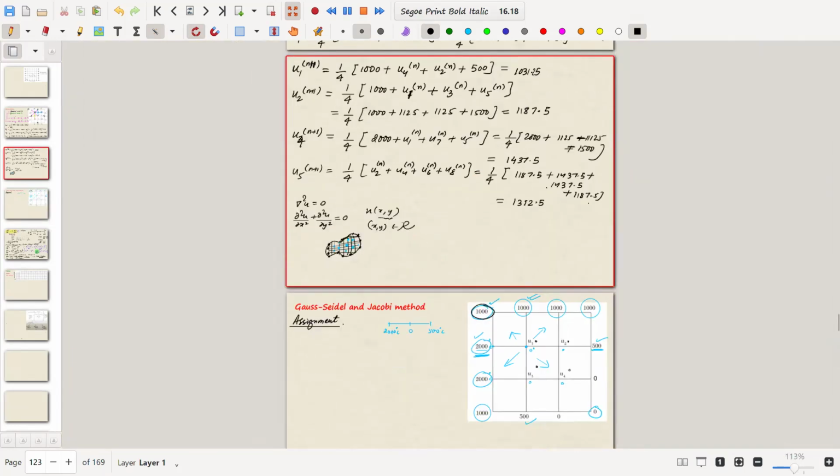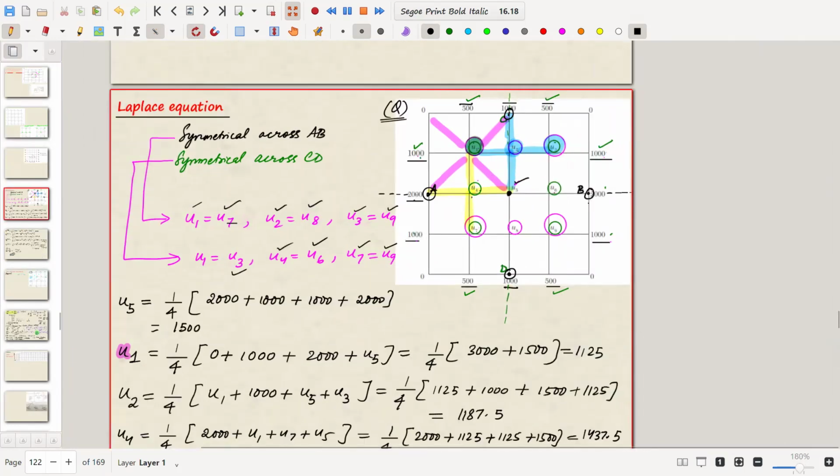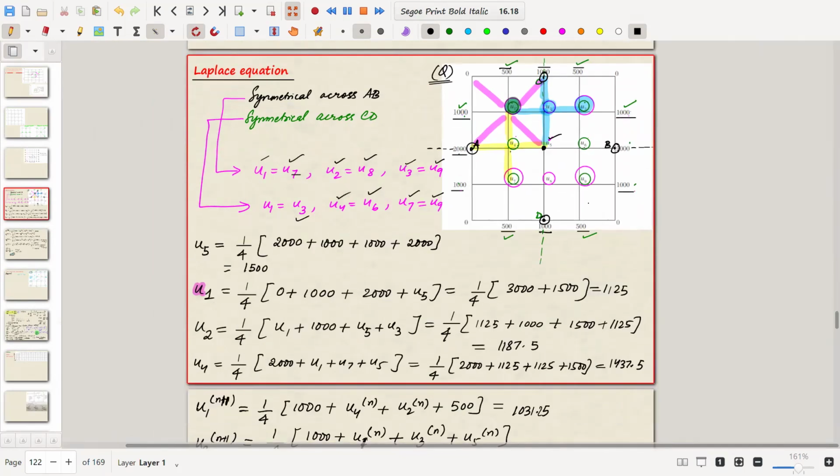I had solved this problem, right? See how I solved it. This is the first iteration I did. I used all these values on the boundary and solved it. I never took the initial guess as zeros. So I hope that is clear. Whenever you get this kind of problem, you should not take it directly as zero.